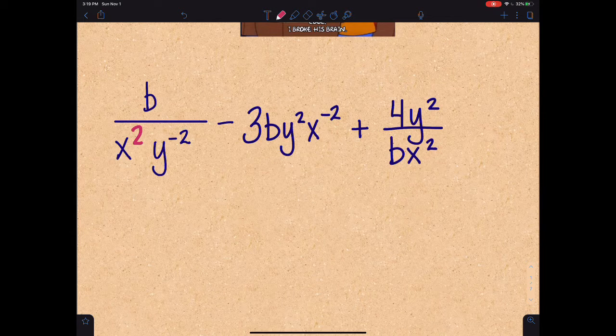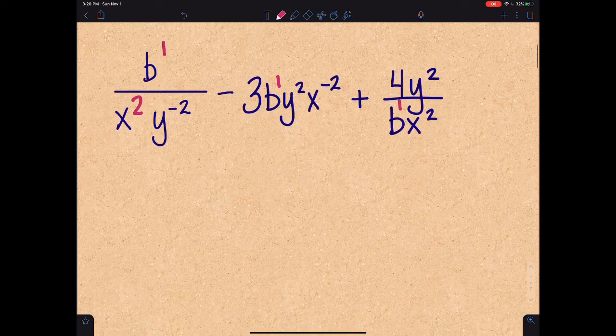So I'm going to write it again. And even this b, I want you to notice even this b on top, it basically has an exponent that's just not written. But it's a variable, just like x, so it's going to be b to the 1. Same with this b to the 1. Same with this b to the 1 over here. Okay, so the reason that I'm going to do that is because when I make them all negative, you've got to switch the position, right?